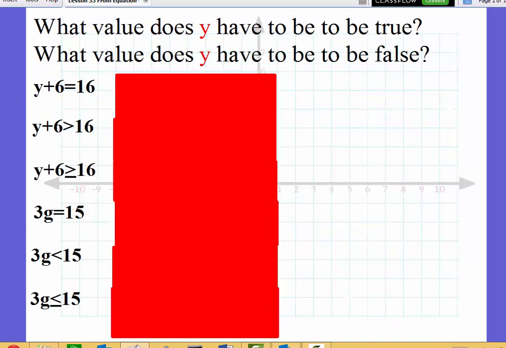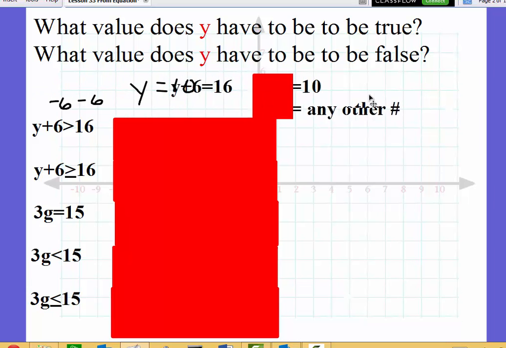So let's go on to our first problem. What value does y have to be true? And what value does y have to be false? Well, let's look. This first problem, y plus 6 equals 16. I can either know that y is going to be 10 or I can use my inverse. So I'm going to subtract 6, and I'd be left with y on the left, and 16 minus 6, that's 10, so I'd be left with y equals 10.